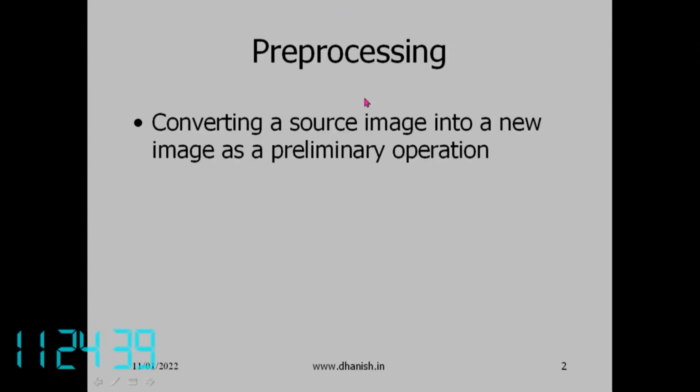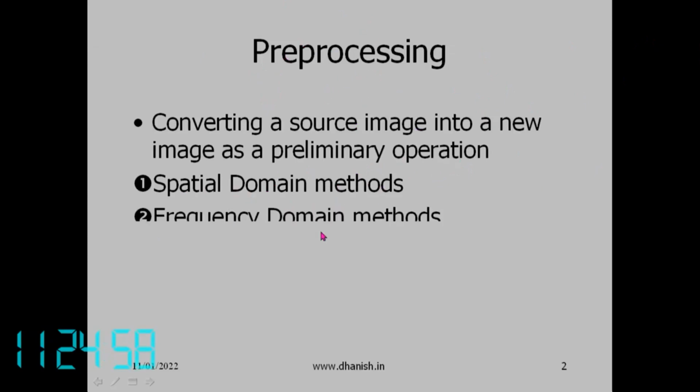You do some preliminary operation. So preliminary processing, you don't go into the algorithms and all. So converting a source image into a new image as a preliminary operation. Again, there are two basic ideas, methods: spatial domain methods, where we process points in space, and then frequency domain methods.